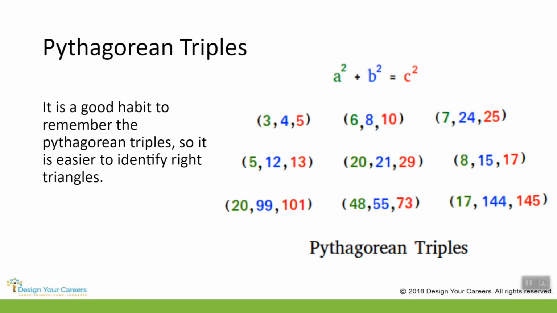So 3 squared plus 4 squared is equal to 5 squared. Is that true? 9 plus 16 is equal to 25. That's correct. Now let's try 6, 8, and 10. So you have 36 plus 64 is equal to 100. Is that correct? Yeah, that is correct. This can be a very good tip to remember when you're solving problems about the Pythagorean theorem.